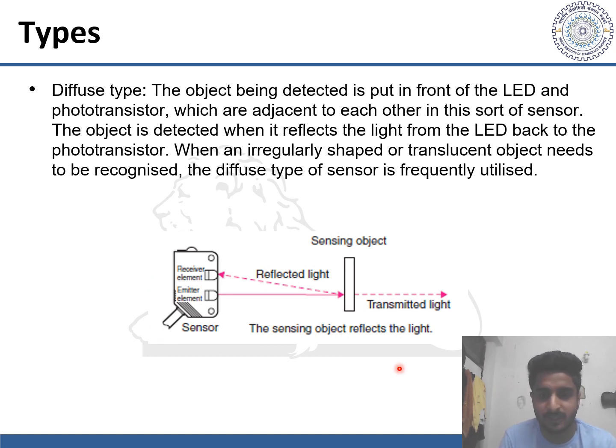Now, one of the questions that we might have in our mind is how is this type of sensor basically different from the reflective type. So in reflective type, mostly the sensing objects that are placed in front of the reflective type sensor are the ones that have almost 100% reflective properties. However, when we have to detect a translucent object which might not reflect 100% of the light and some light might still be transmitted through it, we use the diffuse type sensor.